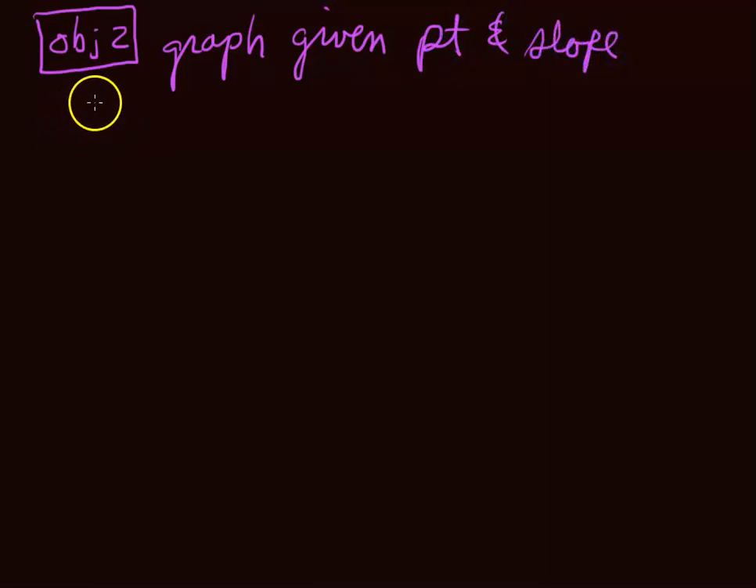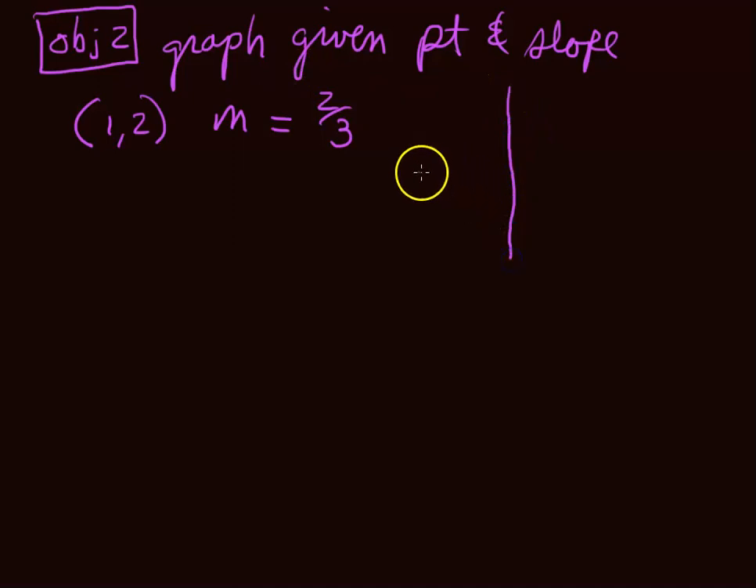Okay, suppose you're given a point. Just pick one. How about 1, 2? Suppose you're given a slope. Pick one, 2/3. How do you graph it? Well, you plot the point, 1, 2. And from that point, you use your slope. This is the rise over the run. Up 2 over 3. So someplace over here is another point.